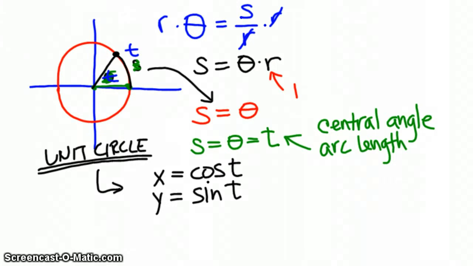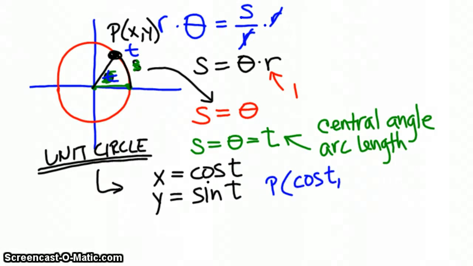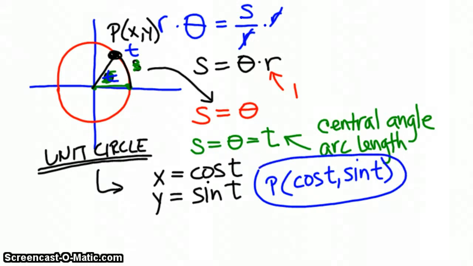What that means is, if I have a point P identified by x and y, I can also express that as P with x equal to cosine of the angle and y equal to sine of the angle. So I can now express a point in terms of cosine and sine.